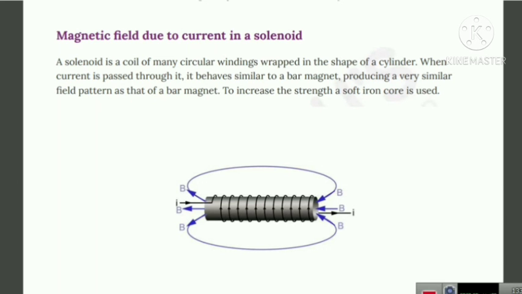The field lines produced inside the solenoid are the same and uniform. They are parallel. This indicates that the magnetic field is the same at all points inside the solenoid. That is, the field is uniform inside the solenoid.